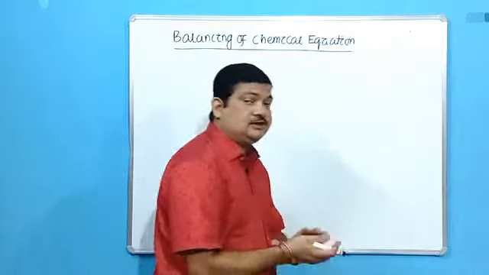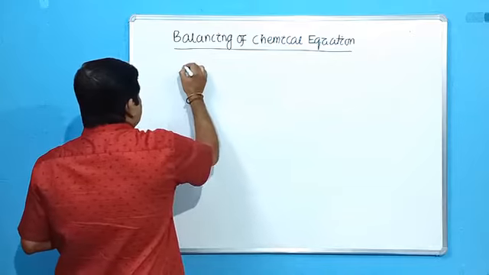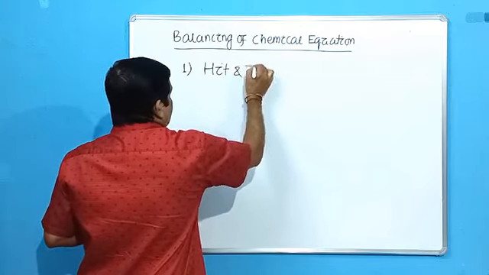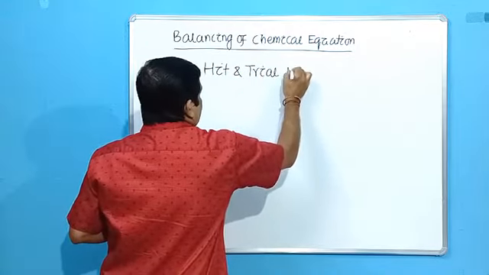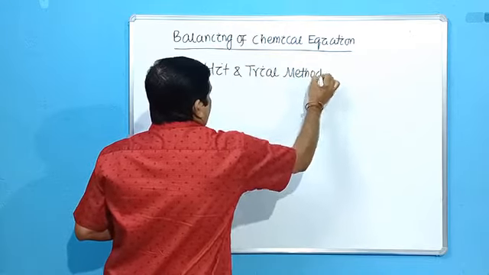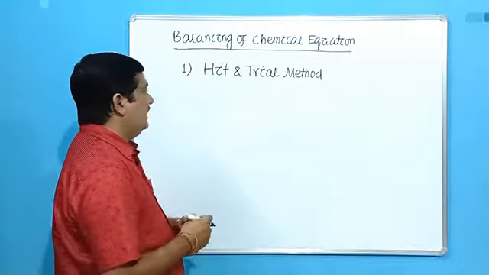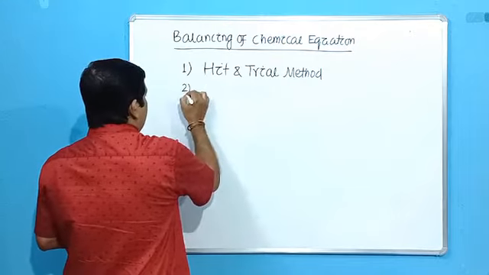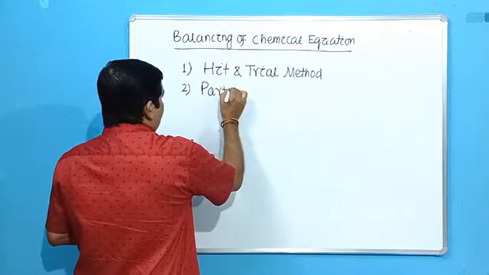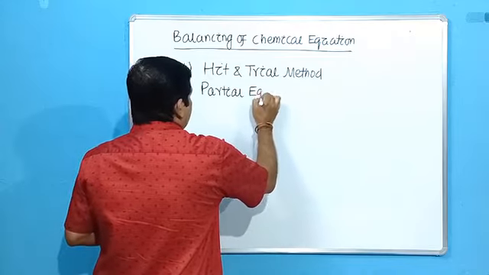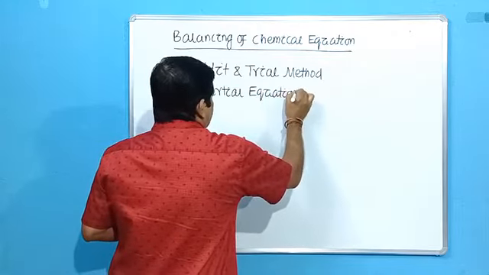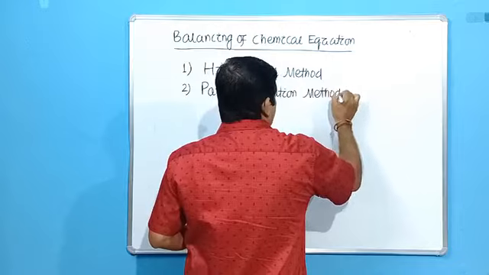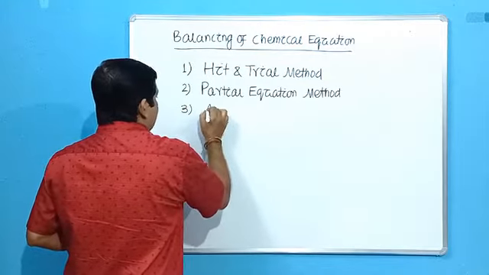Okay, so there are various ways to balance a chemical equation. Mainly 5 ways. First one, the most used method, that is called hit and trial method. That means we go on multiplying the reactants and products with suitable integers so that they are balanced. Then next is called partial equation method. We have to make the equation complete in several steps. Then there is algebraic method.